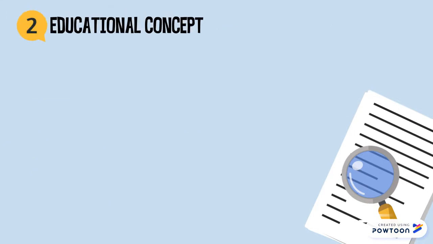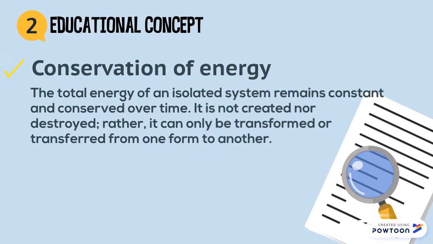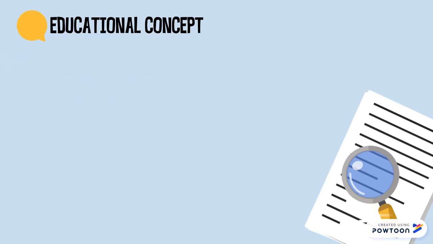The second educational concept is conservation of energy. You may explain to your students the law of conservation of energy. It says that the total energy of an isolated system remains constant and conserved over time. It is not created nor destroyed. Rather, it can only be transformed or transferred from one form to another.